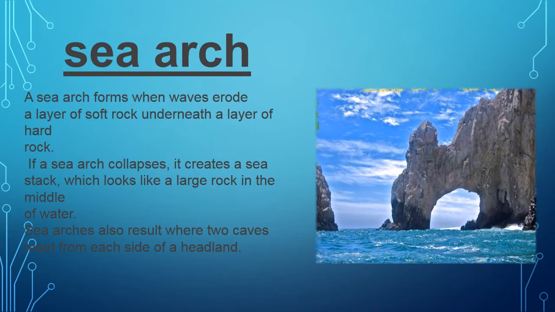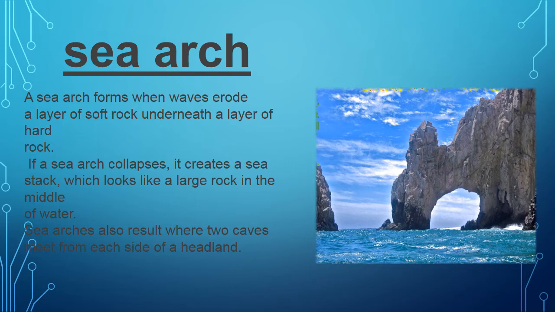So, what are the sea arches? The sea arches are formed when waves erode a layer of softer rock underneath a layer of harder rock. As you can see in the figure, there is a small hole generated in the rock. So this is called the sea arch. And the layer above is the hard rock layer. We call it the headland, and the lower portion is the sea arch which has been eroded.